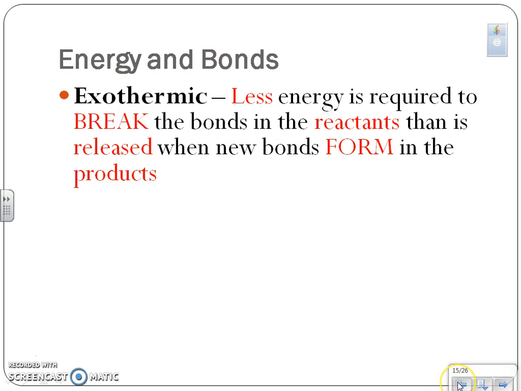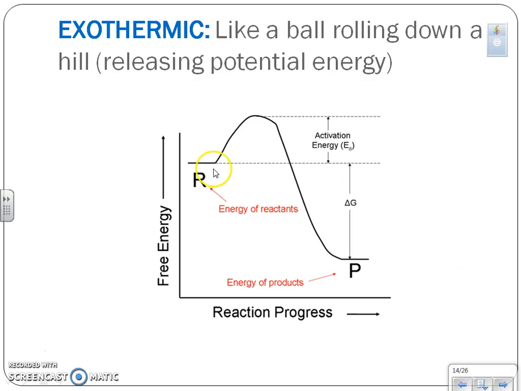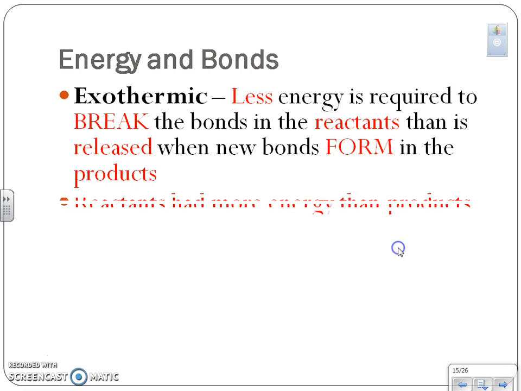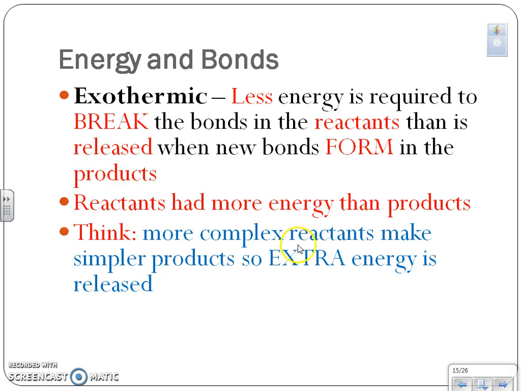So let's go back here and look. Less energy is needed to break these than is released when the products form. An easy way to think about it is complex to simple. I have a lot of energy stored up in the bonds of my reactants. I have little energy stored in the bonds of my products, so the extra, the leftover, has to be released as heat. Reactants have more energy than products. Think, more complex reactants make simpler products, so the extra is released as heat.